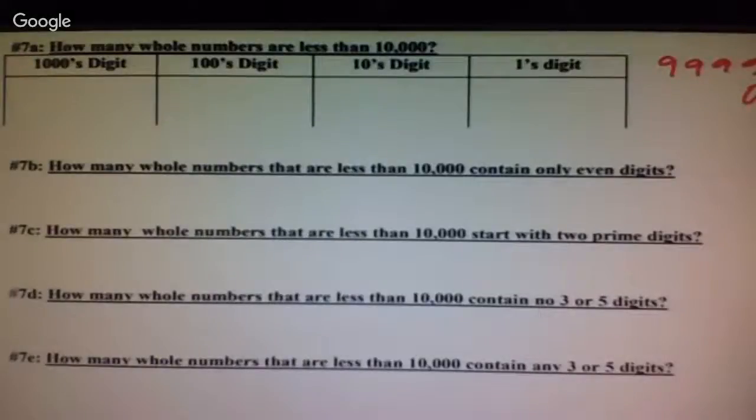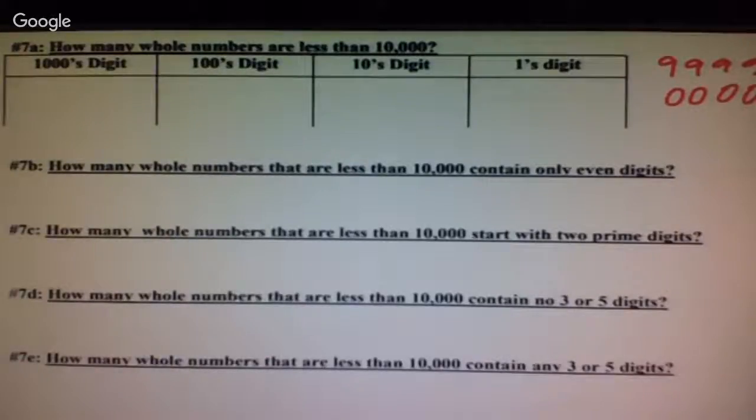Zero can also be written as 0, 0, 0, 0. That doesn't change the fact that it's 0. So that means this first number can be anything from 0 to 9. The next number can be from 0 to 9. The next number can be from 0 to 9. And the last number can be from 0 to 9. So how many options do I have to fill in each one of these numbers?